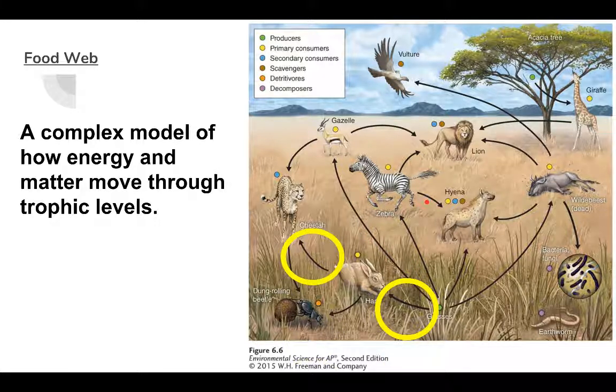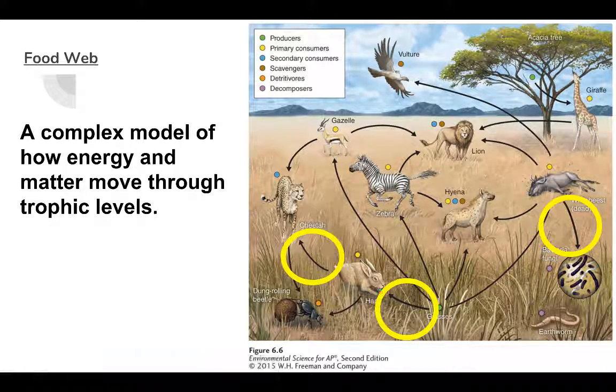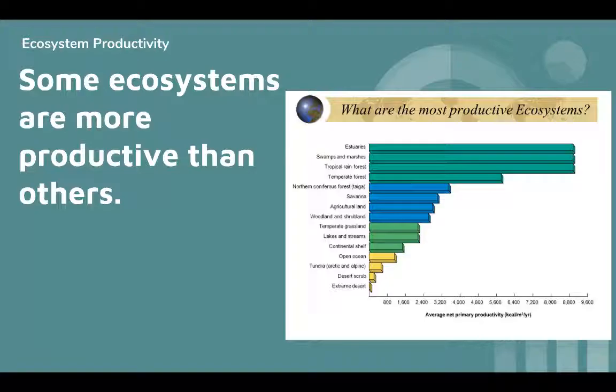And notice the arrows. The arrows are pointing to where the energy is going. So in the case of the grass and the hare, the energy is going from the grass to the hare, and then energy from the hare to the cheetah. So make sure you understand those arrows, and they point to where the energy is going.